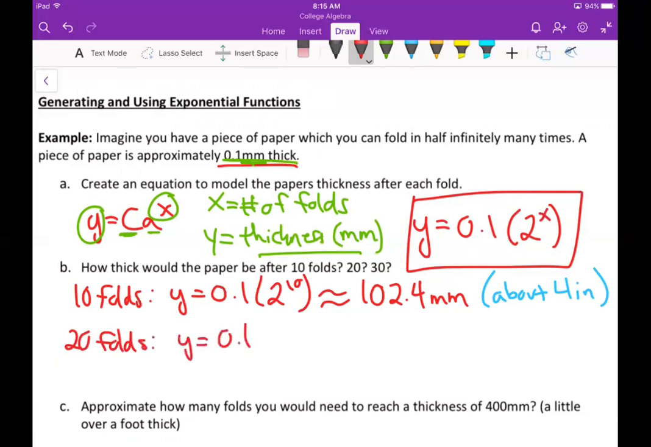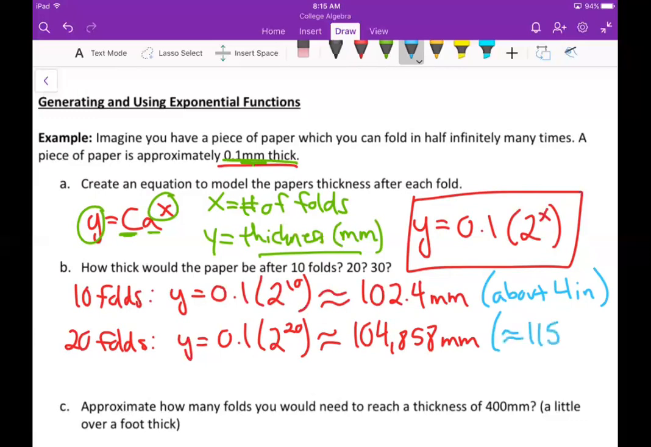that means we would need a power of 20 here. That's going to be about, already, with just 10 more folds, 104,858 millimeters. And if we think about that in terms of units we know, that's about 115 yards. This one piece of paper that was 0.1 millimeters thick is now standing 115 yards tall.